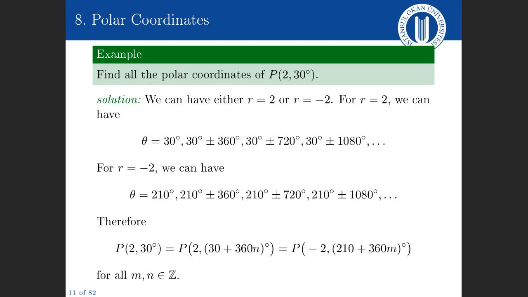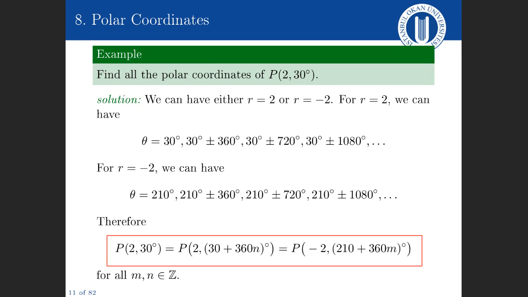So the answer to this question is the point with polar coordinates 30 degrees has polar coordinates 30 plus a multiple of 360 degrees, or -2, 210 plus a multiple of 360 degrees.